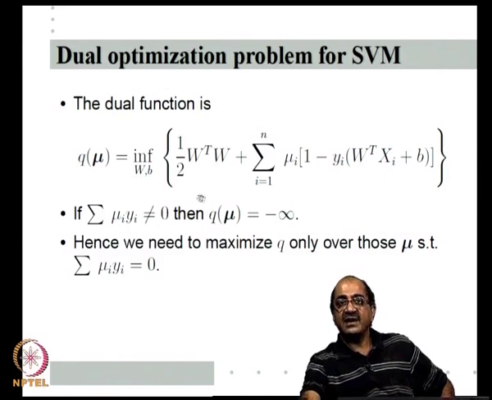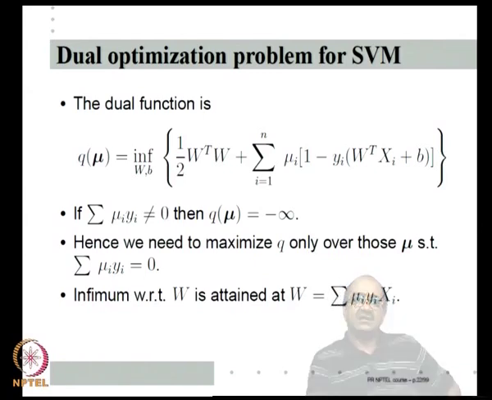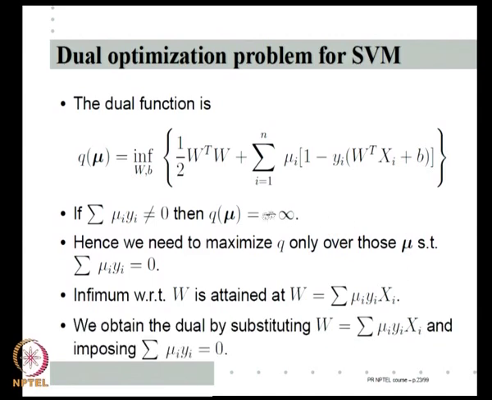Now, I need to only find the infimum of this with respect to w. That means I have to differentiate it and set the gradient with respect to w equal to 0, which we have already done earlier. So, I know the infimum with respect to w is attained at w equal to summation mu_i y_i x_i, because we just differentiate with respect to w and set it equal to 0. So, how do I get q(mu) for a given mu now? For that mu, I write w equal to summation mu_i y_i x_i, and now I substitute this w in the expression and impose summation mu_i y_i equal to 0, and then I get q(mu).